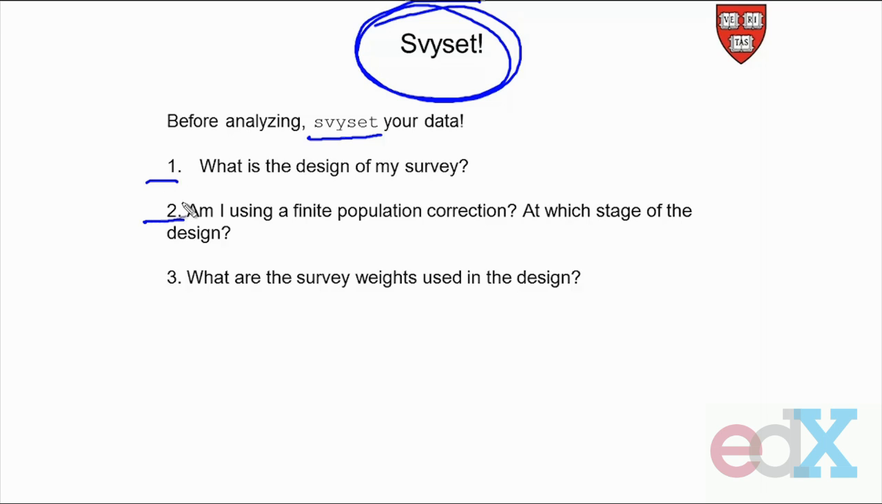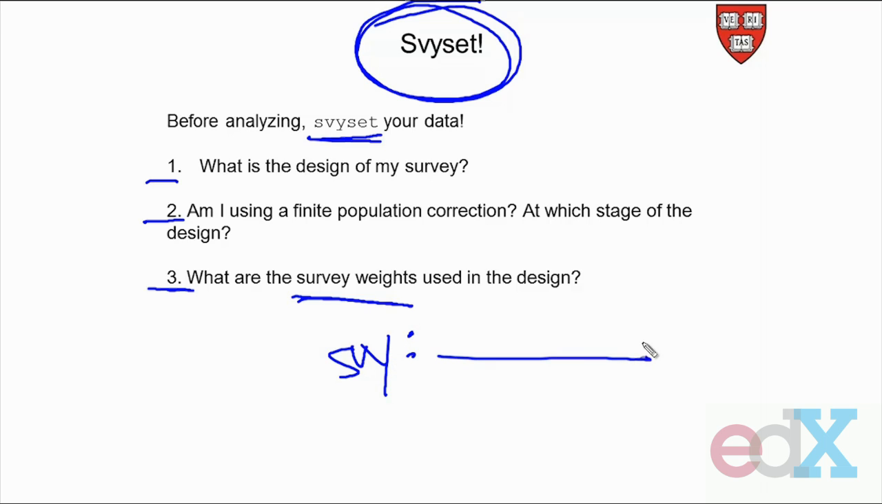Second, you're going to tell STATA, do I want to use a finite population correction, and at which stage of the survey design? And third, and arguably most importantly, you have to feed the survey weights into STATA. Within this svyset command, you need to tell STATA what your survey weights are. Once you've established those 3 things and run your svyset command, then you can do most analyses in STATA just by first saying svy, and running your command.